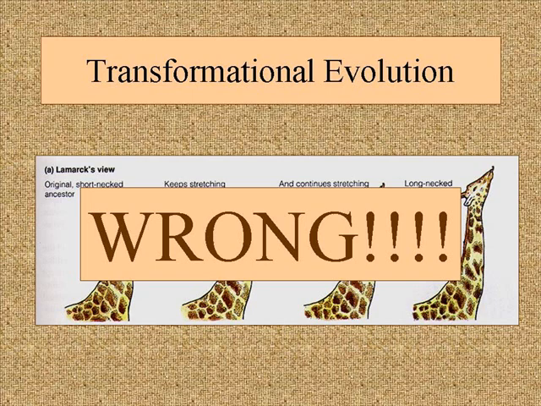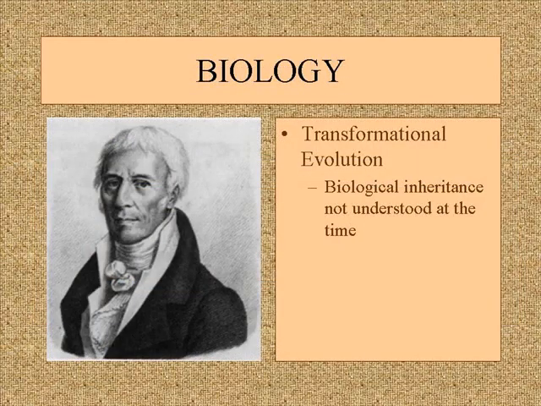Not to mention that you're not going to modify skeletal structures of your body like your neck because of a perceived need that your body has. So this is not the way it was working. But Lamarck is still important to us. What we have to understand is that any scientist works from the scientific knowledge base of the time in which he lives, and Lamarck's doing the same thing. Biological inheritance is not understood at the time, and so he's taking what is known and trying to form this concept of transformational evolution to explain how these species may be changing over time.